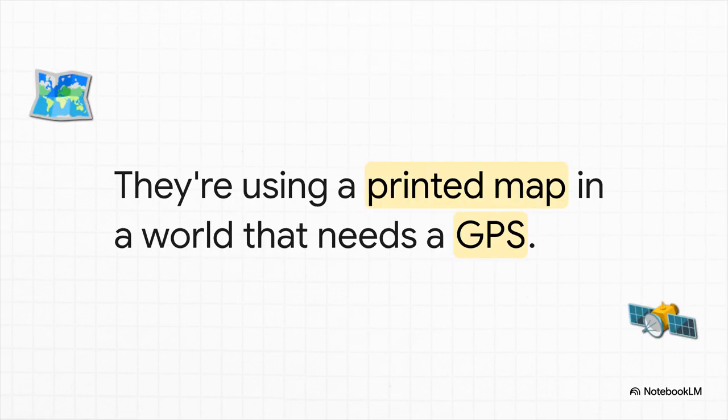Well, the core problem is really in their design. You can think of it like this. Most simple AI apps are basically following a printed map in a world that desperately needs a live GPS. They're built on a one-way street: go from step A to B to C. If they hit some unexpected roadblock, that's it. They can't turn around, they can't reevaluate, they can't find a new path. They're just stuck with that static plan.